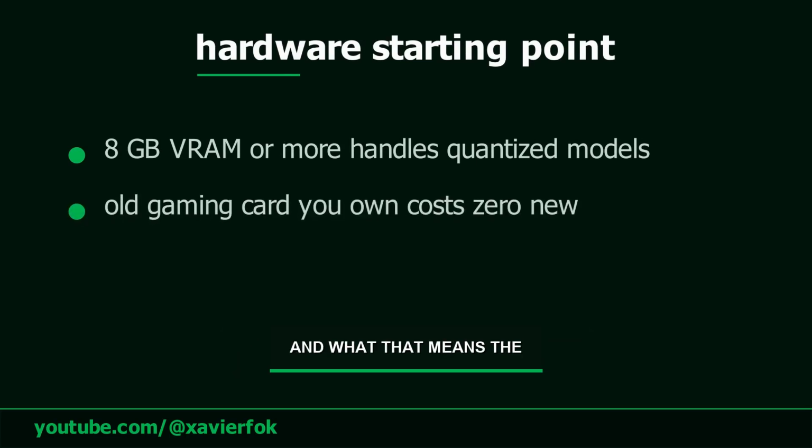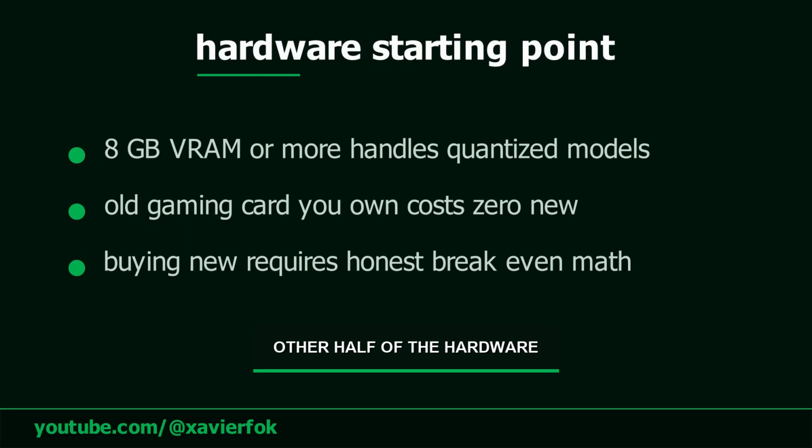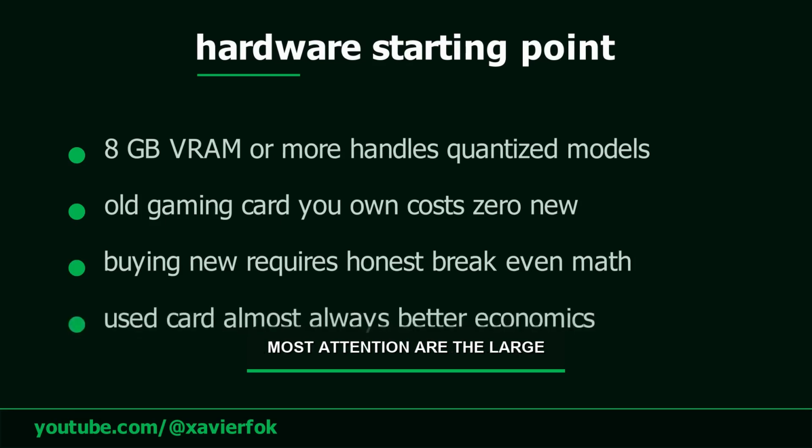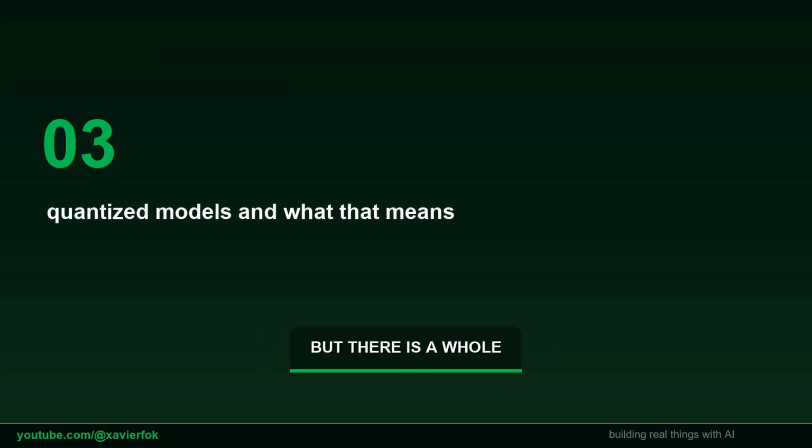Concerns models and what that means. The other half of the hardware picture is the model itself. The models that get the most attention are the large ones, the ones that need tens of gigabytes of VRAM to run at full precision. But there is a whole class of smaller quantized models that are designed specifically to run on modest hardware.